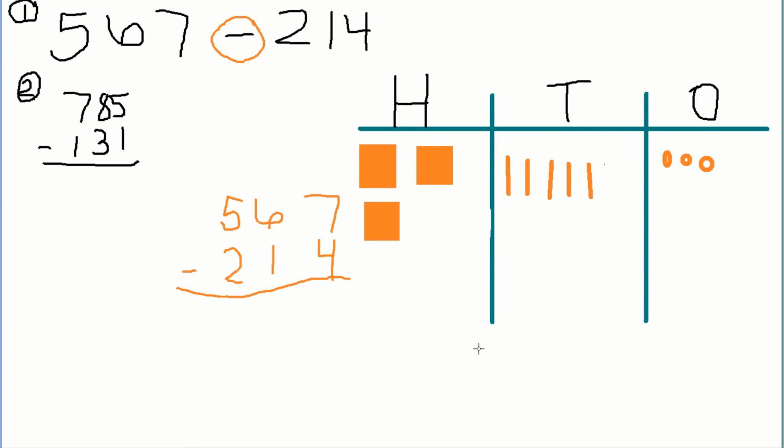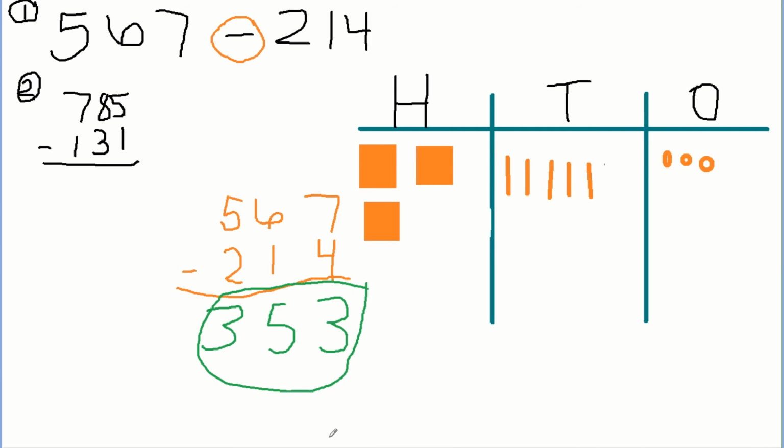And so now all we have to do is count what's left. Very, very easy, right? How many ones are left? 3. How many tens are left? 1, 2, 3, 4, 5. And how many hundreds are left? 1, 2, 3. It's easy. So we know 7 minus 4 is 3, 6 minus 1 is 5, and 5 minus 2 is 3. So we know altogether that 567 minus 214 is 353. Very, very easy.